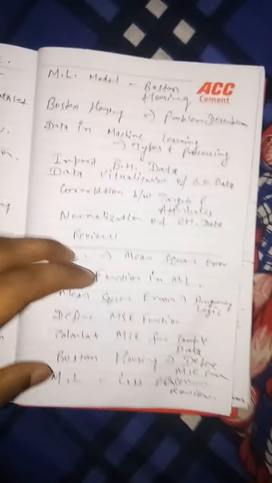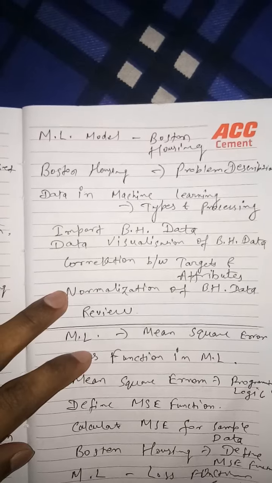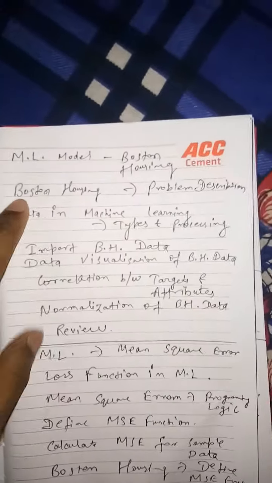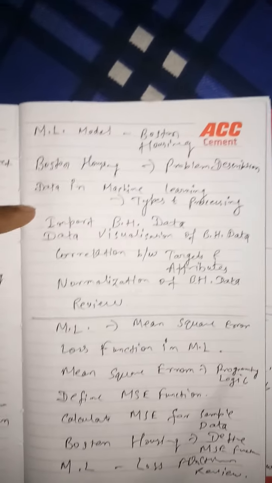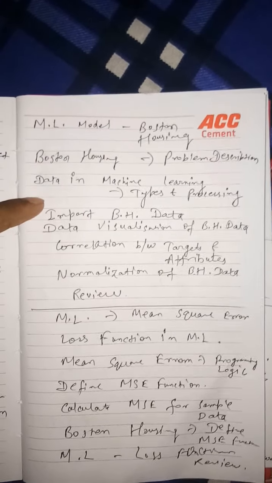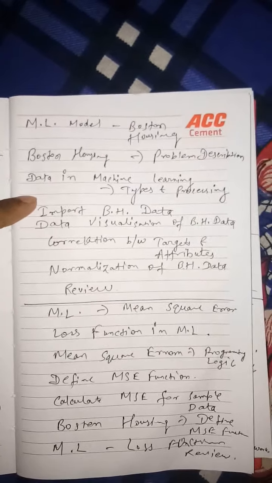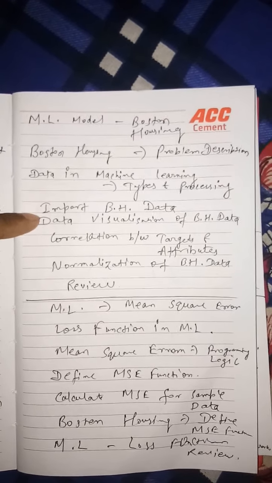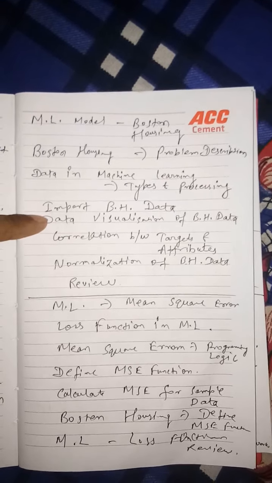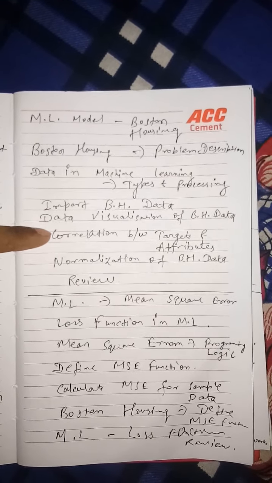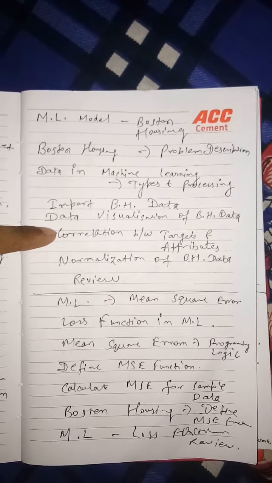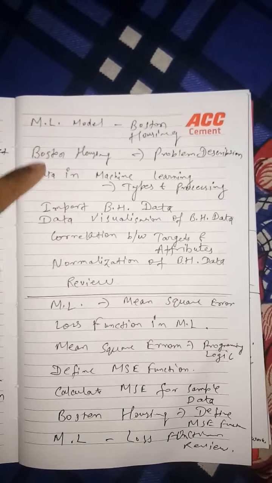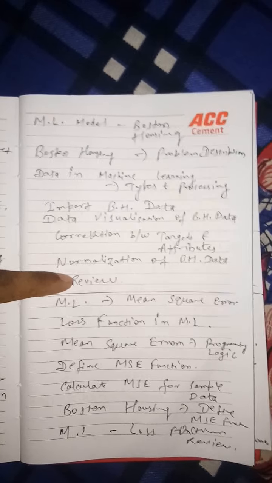After this there is a second module, that is machine learning model, Boston housing. After this, Boston housing problem description. Then you have to learn about data in machine learning, types and processing. Then import Boston housing data and data visualization of Boston housing. Then you have to learn about correlation between targets and attributes, then normalization of Boston housing data. Then after all this you have to go for review, that is quiz.